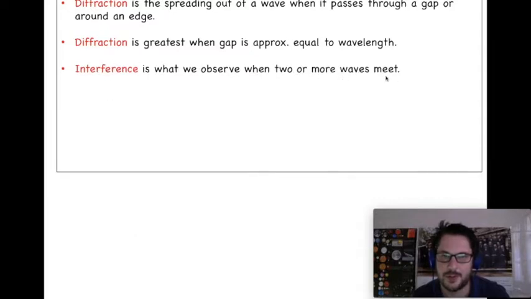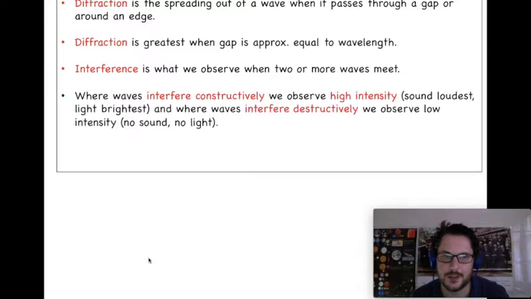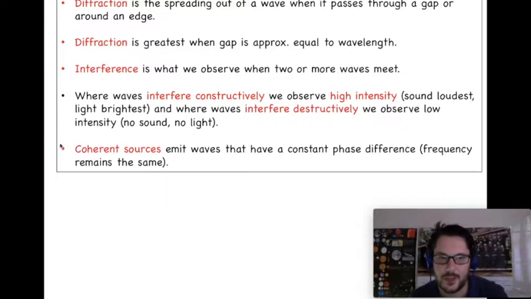Interference is what we observe when two or more waves meet. So where waves interfere constructively, we observe high intensity. That is when we've got superposition. Waves are adding together, and the amplitude is increased. So sound is loudest, light is brightest. And where waves interfere destructively, we observe low intensity, no sound, no light. Just coherent sources we talk about with that speaker question.